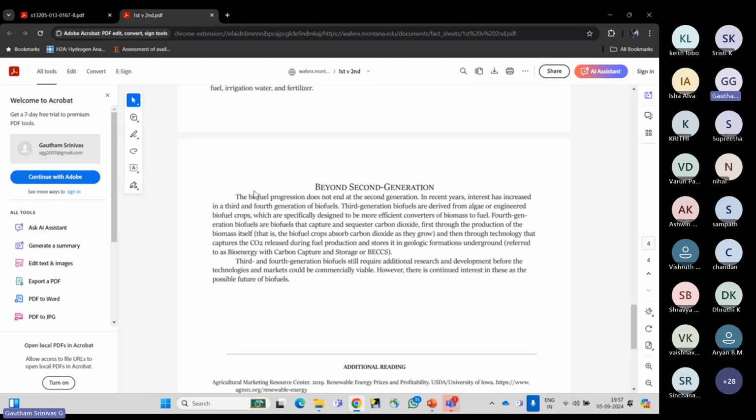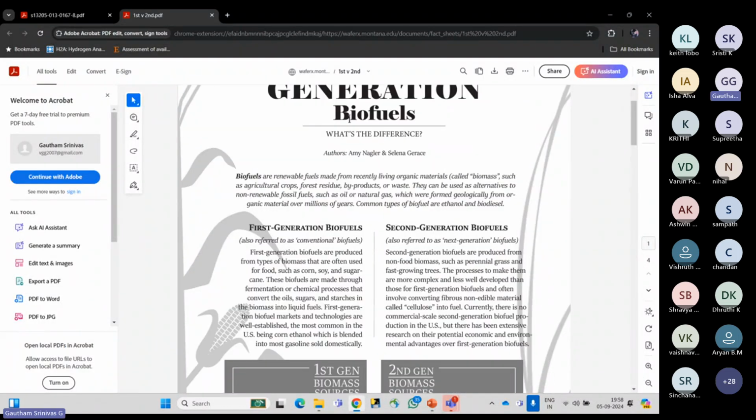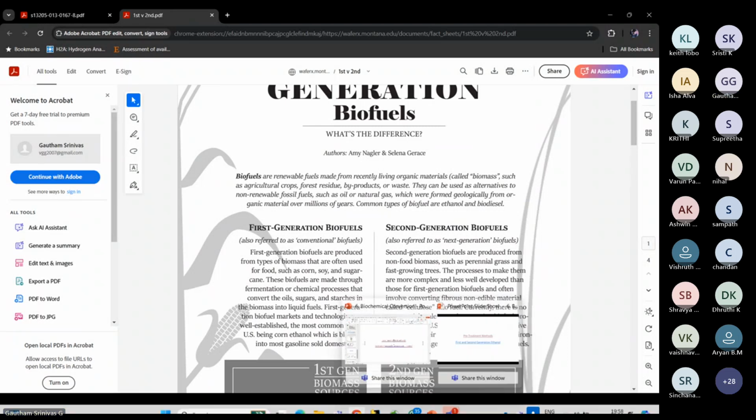So there's something called fourth generation also. What is fourth generation? Biofuels that capture and sequester carbon dioxide. Third generation is algae or engineered biofuel crops. Fourth generation is this, but it still requires additional research. So I'll send you both of these. You can have a look.